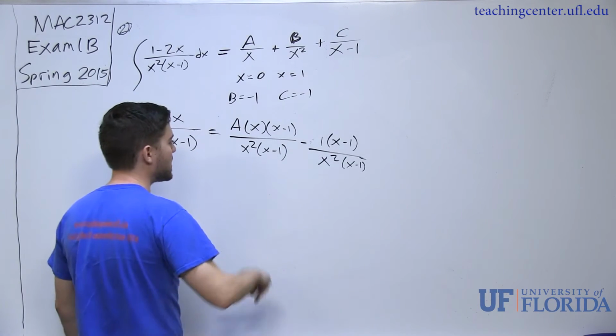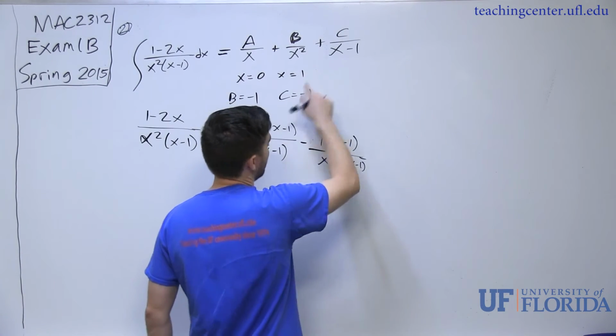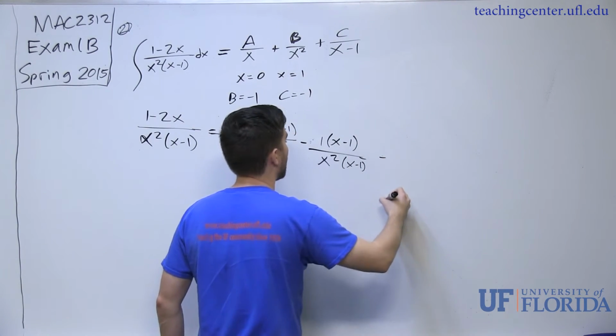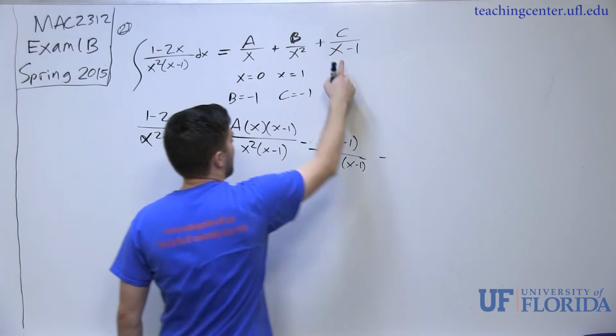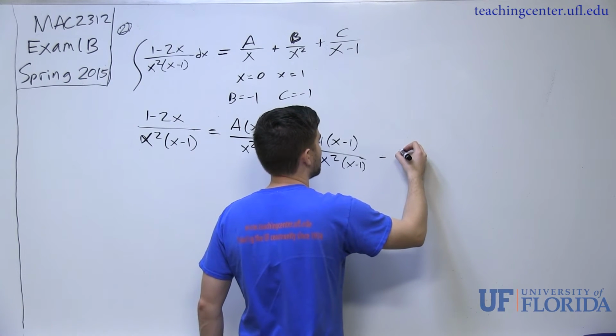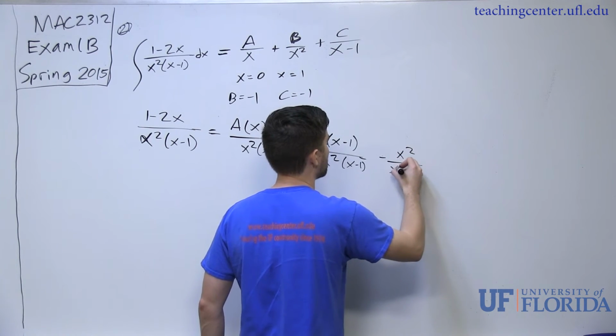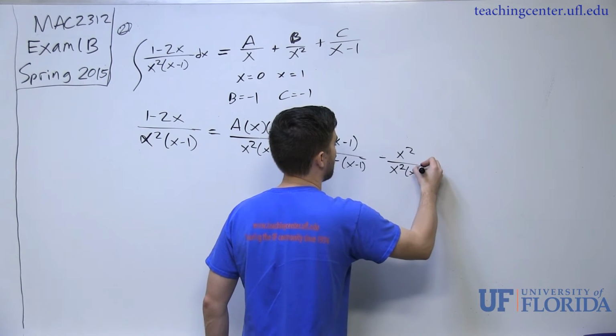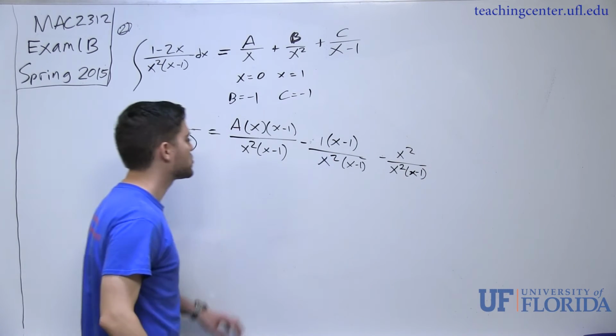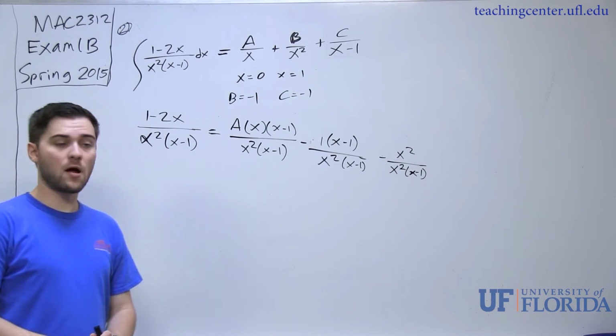Now we're looking for c. To find what c is, well, we already know what c is rather. So I'm going to write a minus sign here again. I have an x minus 1, so that means this needs to be just x squared over x squared, x minus 1. So now we've gotten all the terms to a common denominator.